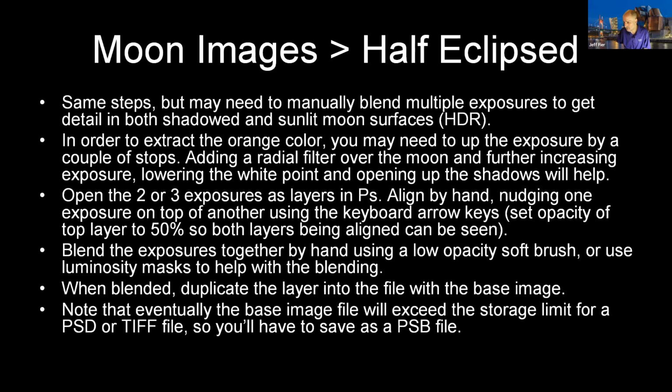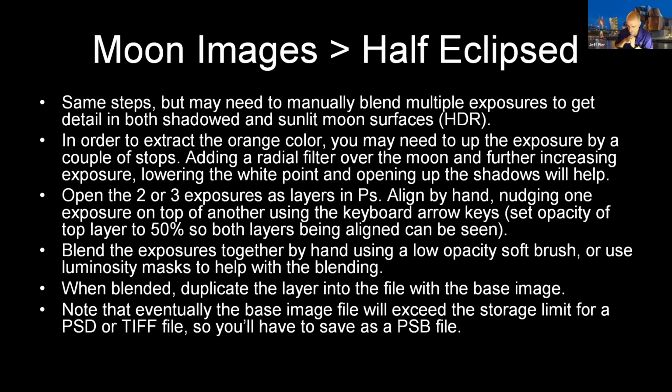Okay, and then you create the blend sort of like I did that blend of the star image with the foreground image, by using a soft, low opacity brush and just paint in whatever part of the bright part of the moon you want to cover over the overexposed part that was on the orange exposure of the moon. When blended, you can then flatten those together as one moon image and duplicate that into the other image and change the blend mode to lighten.